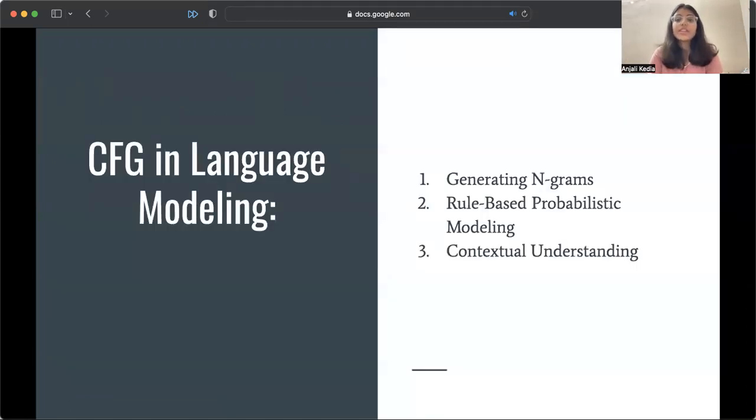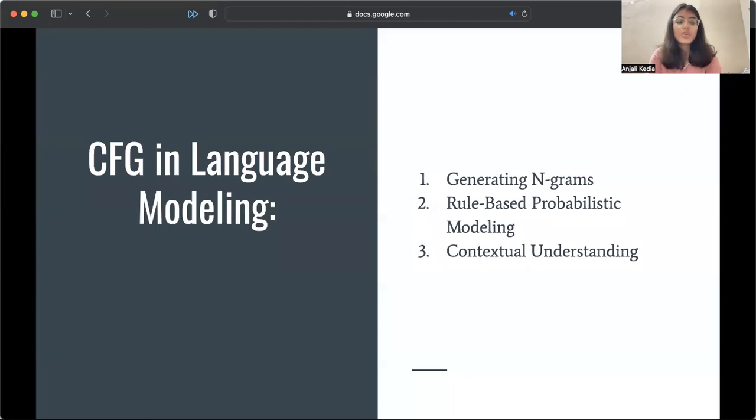Number 1, generating n-grams. N-grams are sequences of n words that are commonly used to model the probability of a given word given its context. CFG is used to generate n-grams by defining rules for the composition of sequence of words.